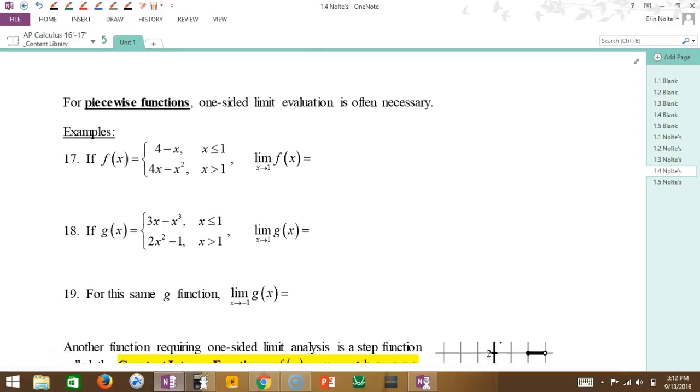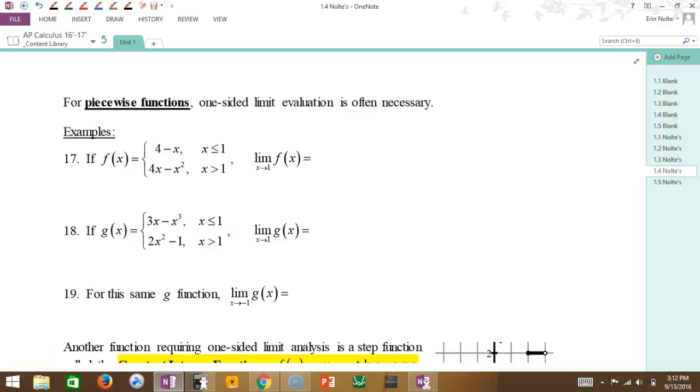Now things get a little more interesting when we start dealing with piecewise functions. Remember, in order for a limit to exist, it has to approach the same value from the left and from the right. Looking at number 17, we have values to the left of 1, which is this linear function, and values to the right of 1, which is this upside down parabola function. So how are we going to figure out what the limit as x approaches 1 is? The top one?